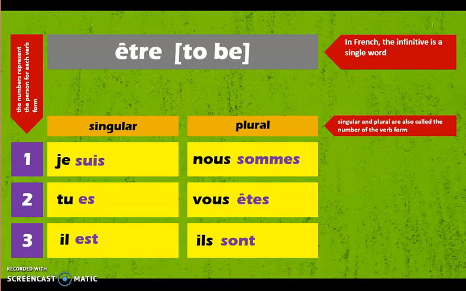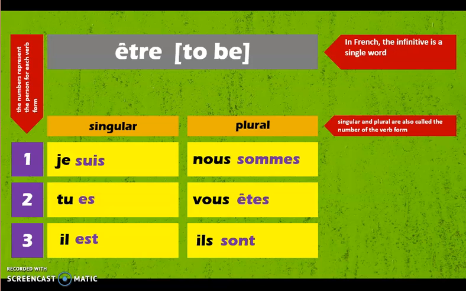All right, but I don't say the N in ils sont. We don't hear the N. Ils sont. And if you want to use elles, E-L-L-E-S, you would use the same form, elles sont. So it's je suis, tu es, il est, nous sommes, vous êtes, ils sont. All right, this is how we say to be, or communicate to be, in French.